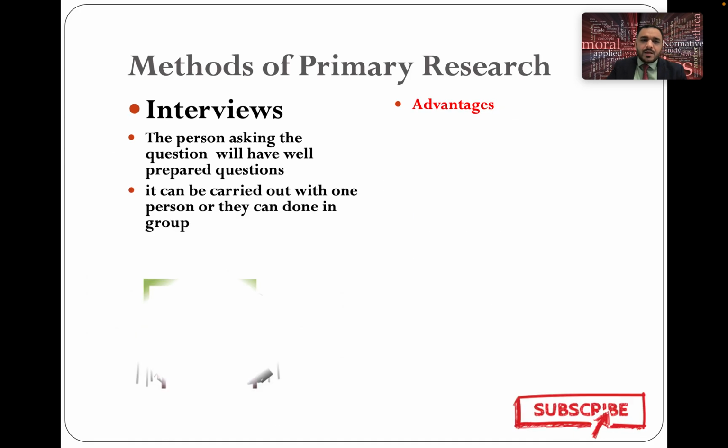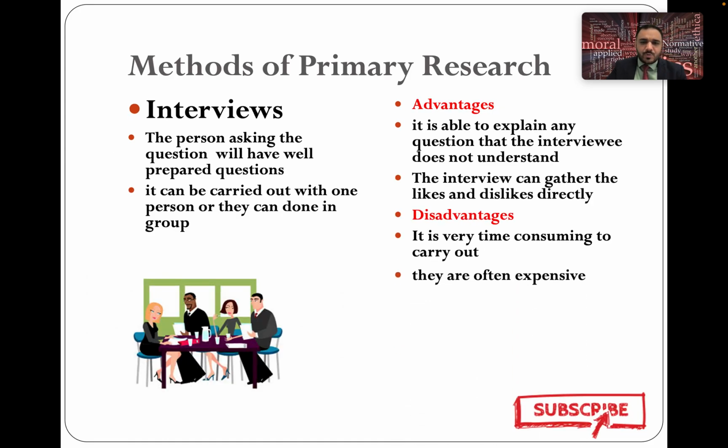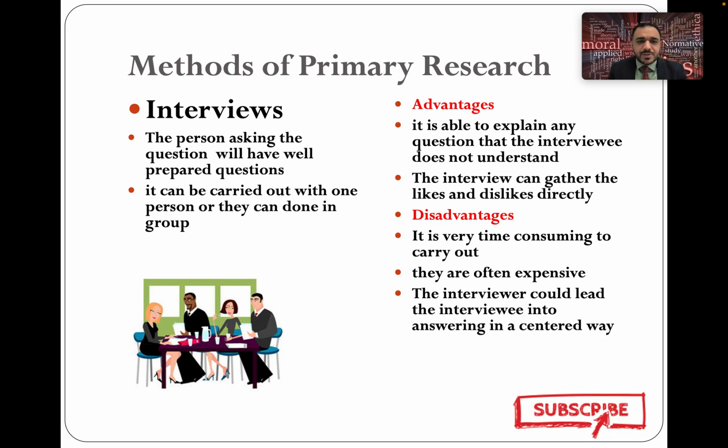Next is interviews. Interviews have some advantages and disadvantages as well. The person asking the questions will have well-prepared questions. Once you are interviewing the general public, the customers, to gather some data, you have to be well prepared for that. Secondly, it can be carried out with one person or in groups. You as the marketer can have different colleagues go to different areas and conduct interviews, so that you can save a bit of time.